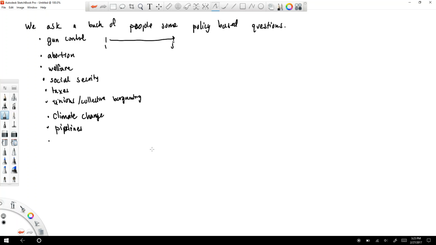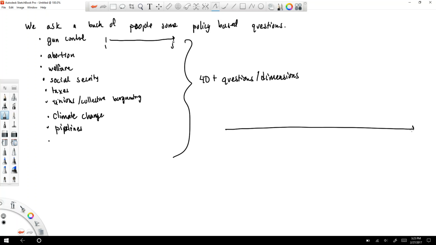Chances are we could reduce all 40 of these questions or dimensions, so we could imagine 40 plus questions or dimensions, probably, and this might be able to be reduced down to a single dimension, right? And what would that dimension be?